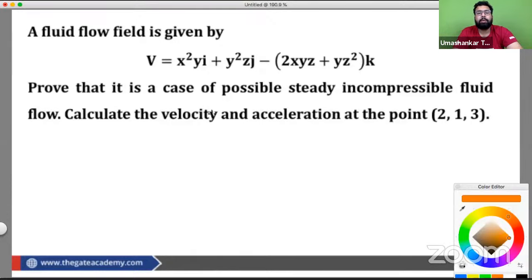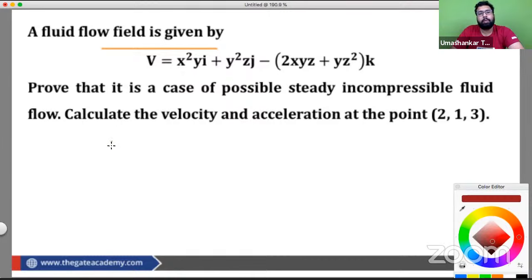So what does this first part of this question say? This is the question I am giving you to explore the concepts or to revise the concepts. The fluid flow field is given by, so first of all, see the pattern of the question. The input data will be these velocity components. V is equal to x square y i plus y square z j minus 2xyz plus yz square k.